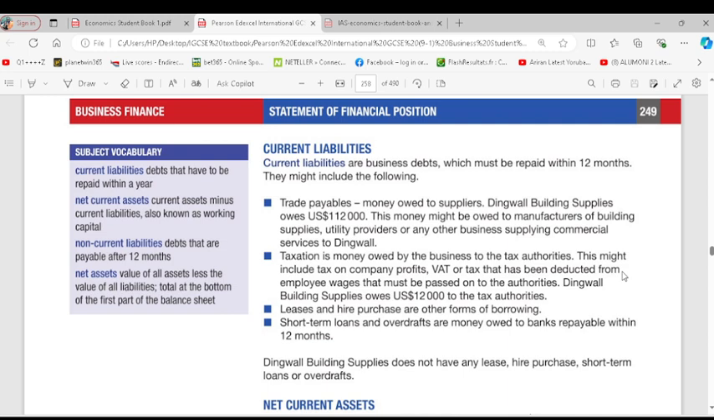Taxation is also part of liabilities because you have to pay tax based on your profit. Leases and hire purchase are other forms of borrowing. A lease means you are able to use an asset for a long period of time without actually purchasing it. Hire purchase means you make a down payment and pay in instalments until the total purchase of that asset. If you do not pay, then there's repossession. The owner will get it back from you. That is repossession. Clear?